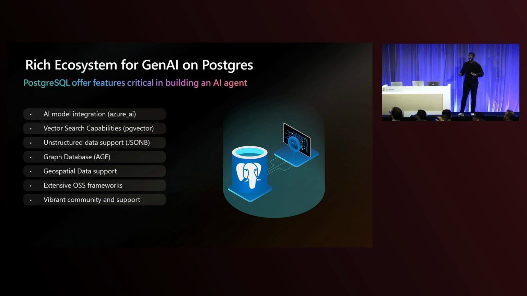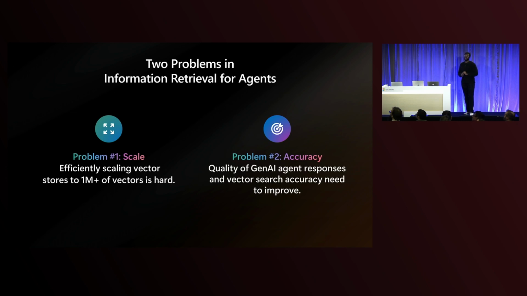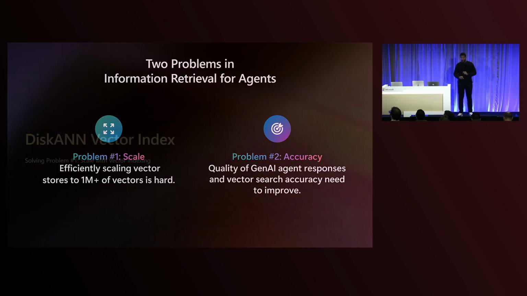So let's say you're using Postgres and you're building these agents, you might run into 2 big problems. When we talk to customers, these are the 2 biggest problems they run into. First being scale, and the second being accuracy. Scale being when you hit over 1 million vectors. You might not think that's going to happen quickly, but with all these agents being built, your database might hit 1 million vectors faster than you think. And the second thing is accuracy. So I'm going to dive into how we solve these problems.